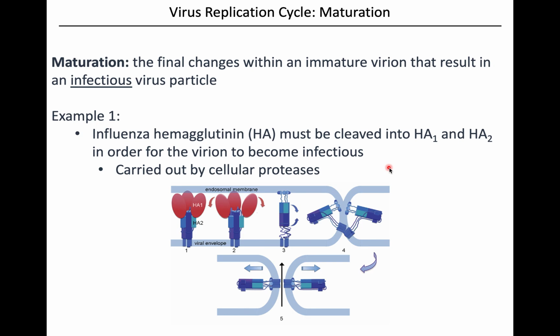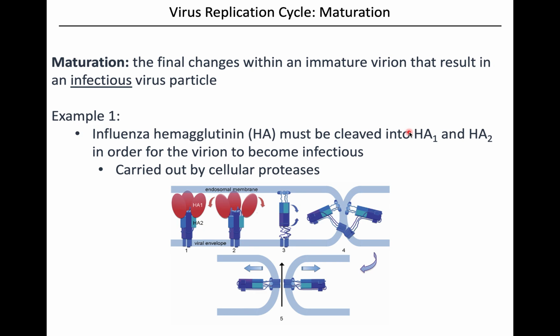One example is influenza virus, right? You might remember when I was talking about fusion, I was talking about the HA proteins on influenza virus and how they interact with the endosomal membrane. Well, it turns out the initial influenza virion has this immature HA protein that has to be cleaved by a protease into the HA1 and HA2 proteins.